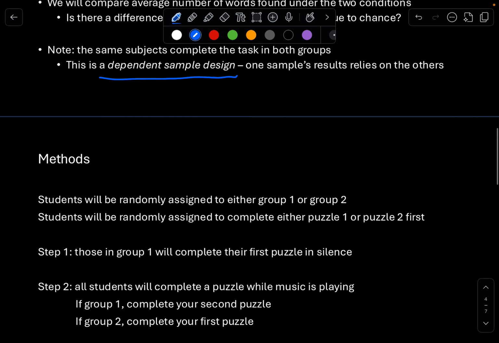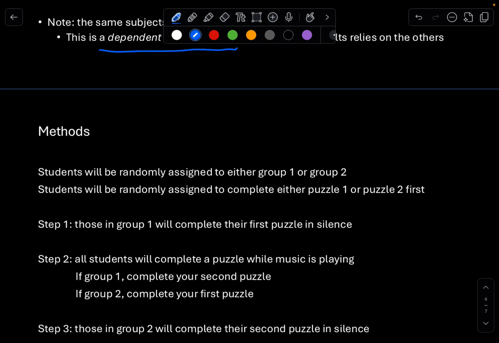Okay. In lab, you will be randomly assigned to either group 1 or group 2. Your lab instructor will complete this step. This will be random. You will also be randomly assigned to either complete puzzle 1 or puzzle 2 first. So there are two different puzzles, right? Because you can't do the same puzzle twice. There would be bias there. You know where the words already are.